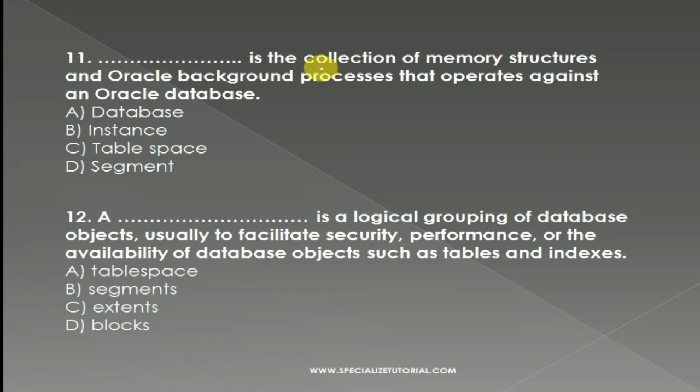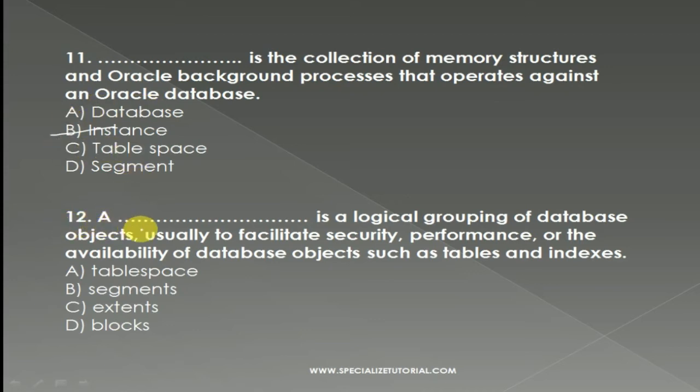This is the collection of memory structure and Oracle background process that operate against the Oracle database. So the options are database, instance, table space and segments. So the instance is the collection of memory structure and Oracle background process that operate against the Oracle database. Now take question number 12.